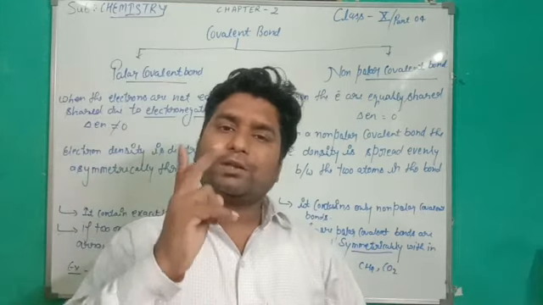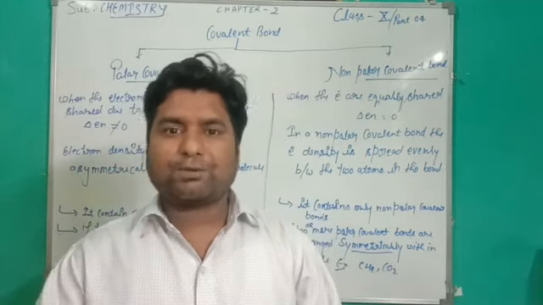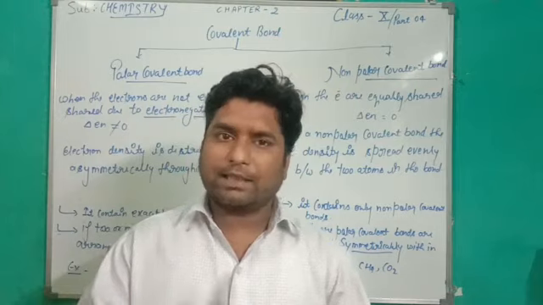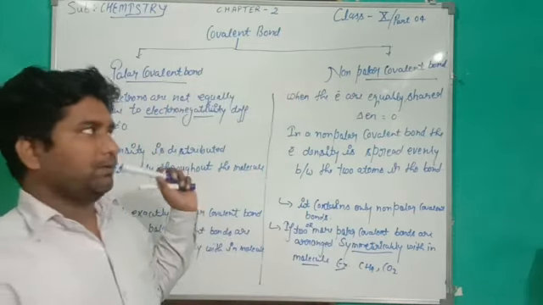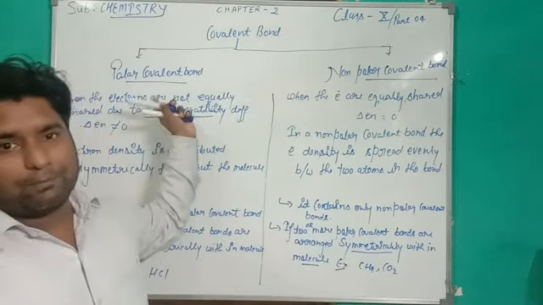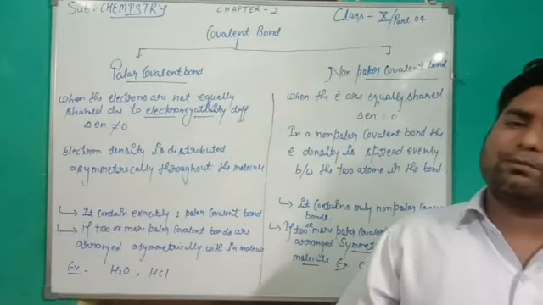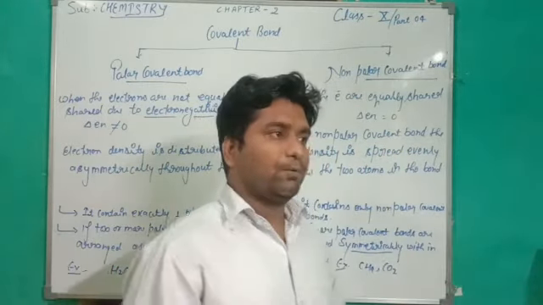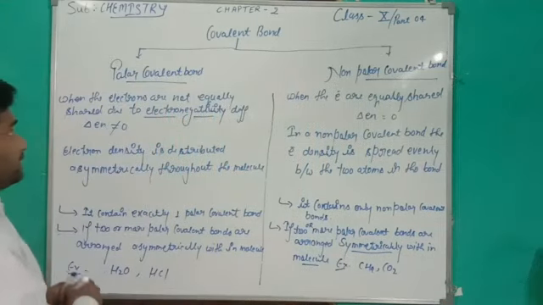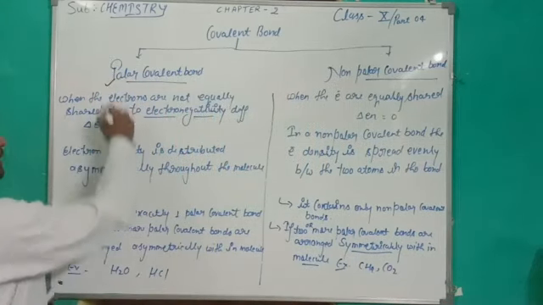Okay, so there are two types of covalent bond. First one is polar covalent bond and second one is non-polar covalent bond. So basically, what is the polar covalent bond and non-polar covalent bond? Okay students, first, polar covalent bond.